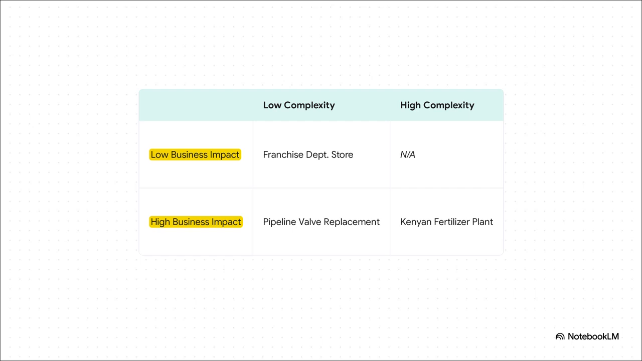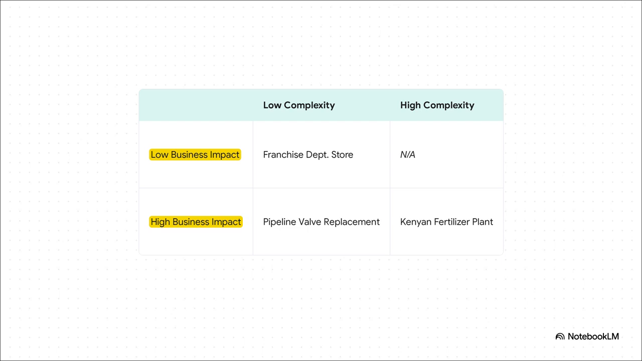And looking at this matrix in action, this really makes it click. Look down in the bottom left corner. A franchise department store. Pretty straightforward, low complexity, low business impact. No biggie. But now, check out the valve replacement. The work itself? Easy, low complexity. But any delay means you stop exporting product. Suddenly, the business impact is sky high.